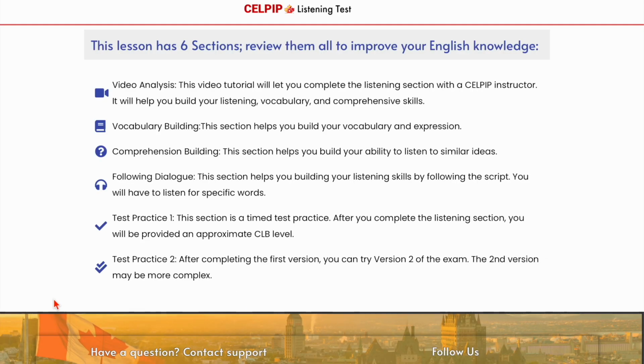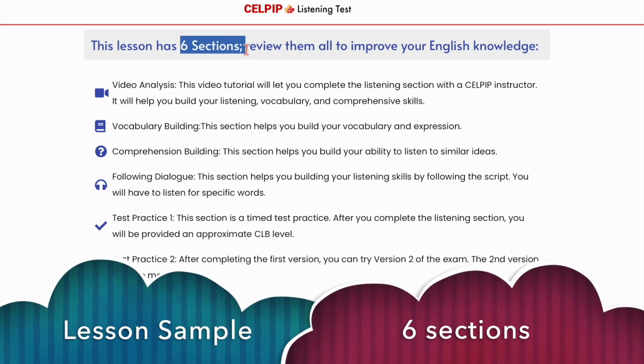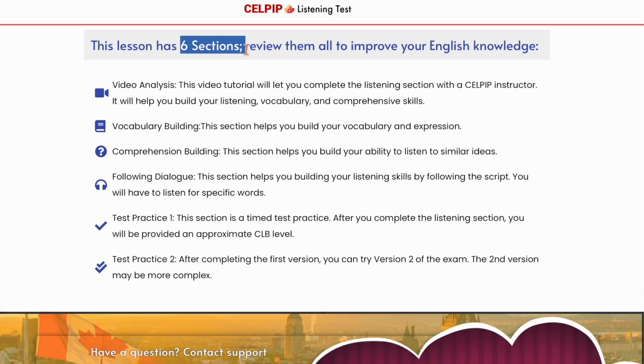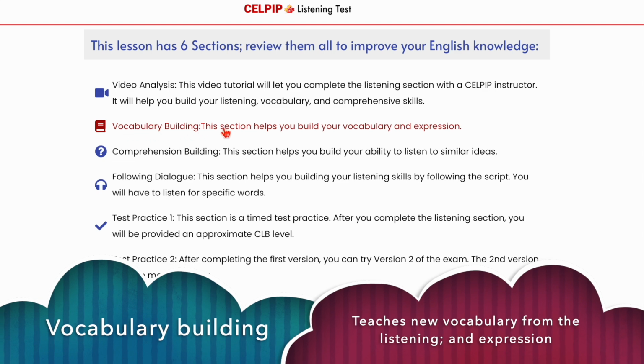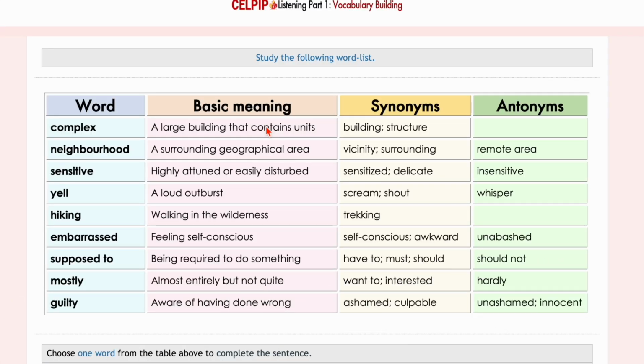Well, everyone, here we are in today's sample lesson. Now, this lesson has 6 sections, okay? And it's very important to review them all so you can improve your English knowledge, okay? The first one is the video analysis, which you're watching right now. The second is vocabulary building. Now, vocabulary building is great because it selects some words that we heard in the listening, okay? And it gives you basic meanings, some synonyms, and some antonyms.